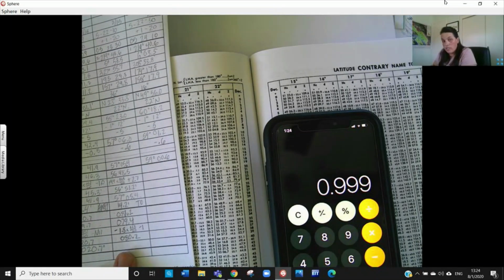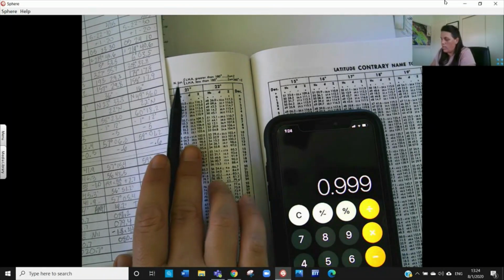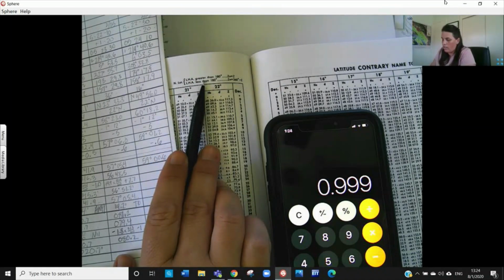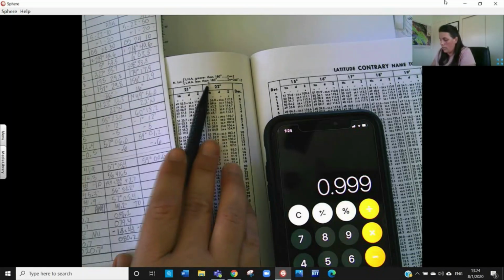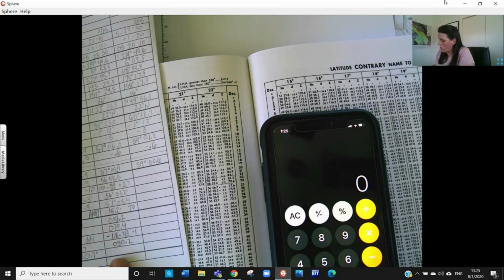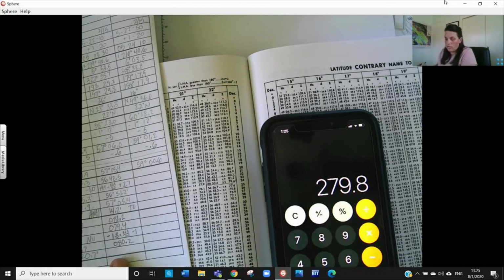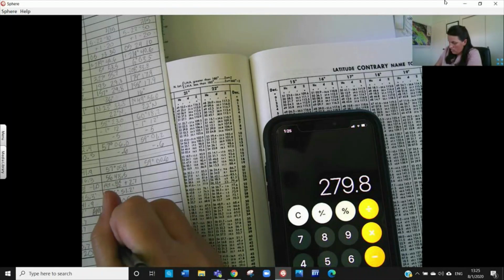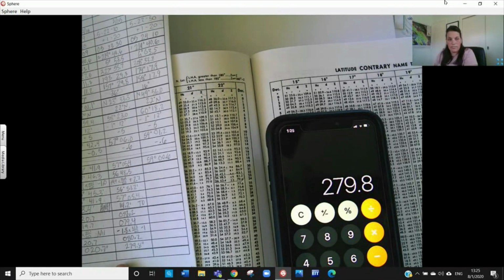Now we need to convert using our rule. We're in the northern latitudes. Was our LHA greater or less than 180? Our LHA was 36, so it was less than 180. We're going to do 360 minus Z. So 360 minus 80.2 gives us a ZN of about 280, 279.8. Okay, so that was Hamal.